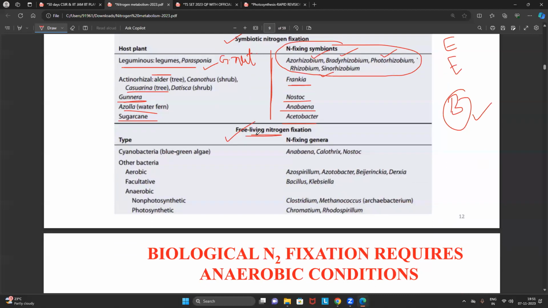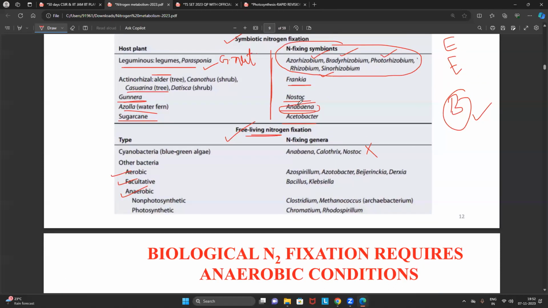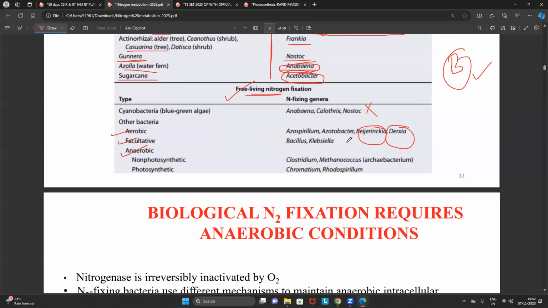And what are the free living? Cyanobacteria. Blue green algae, every student commonly remembers the cyanobacteria. Hence, no need to focus on that. Whichever you already know, don't focus on that. Focus on aerobic, facultative, anaerobic. In the question paper, they asked Anabaena, Acetobacter, Beijerinckia, Derxia. These 4 examples they have asked in the previous exam. I want you to focus on all.